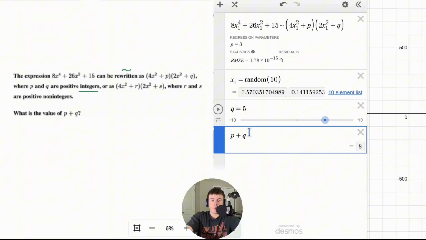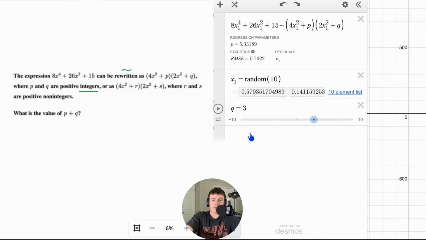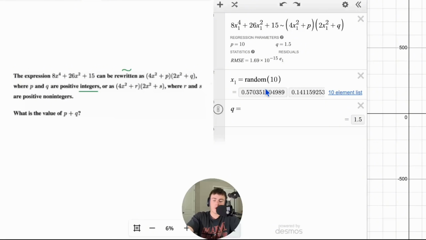That is it. All we did is plug the tilde in, fulfill the condition, and we got the answer right. If you did it at first and you just like did random 10 and you got 10 and 1.5, you got it wrong because Q is not an integer. You did not fulfill the condition. So like I said, make sure you fulfill all of your conditions.